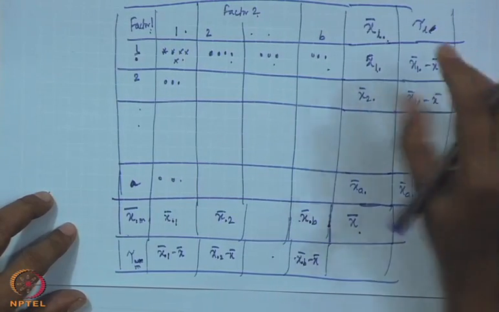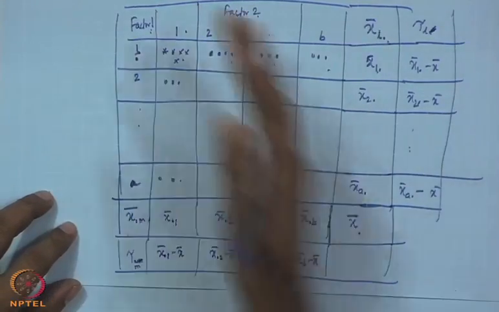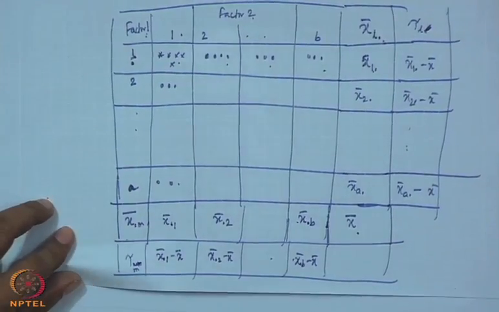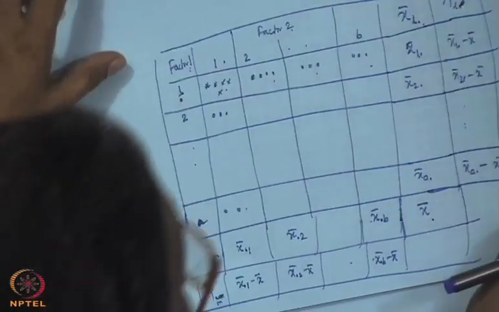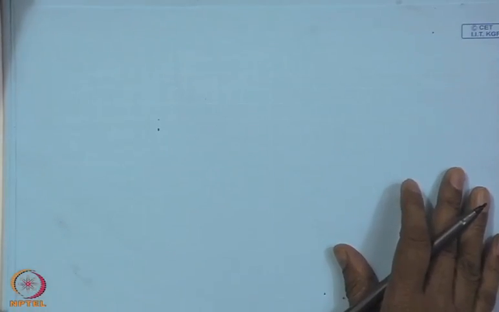Getting me? Two-way. Factor 1 has A levels, factor 2 has B levels, and there is another issue known as interaction between the factors. Now, what will be your ANOVA table in this case? In this case, your ANOVA table will be like this.